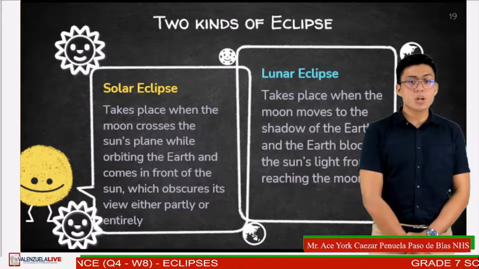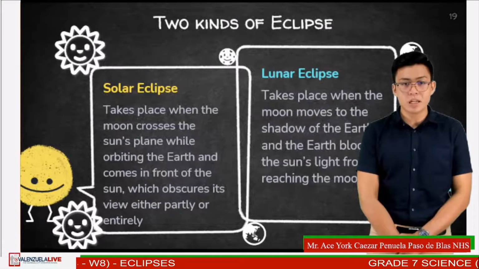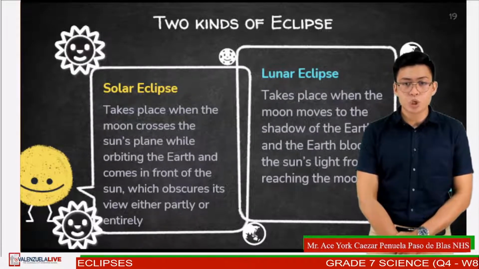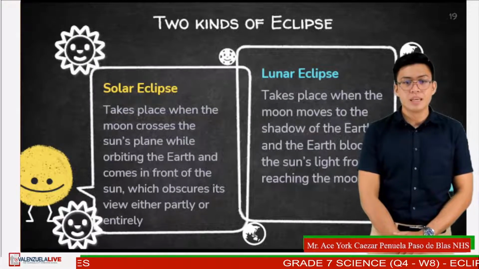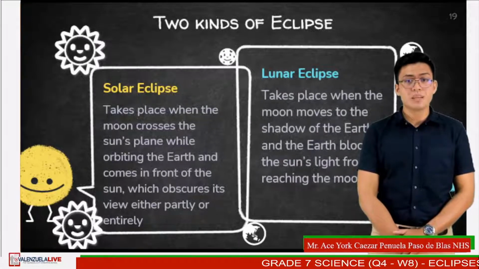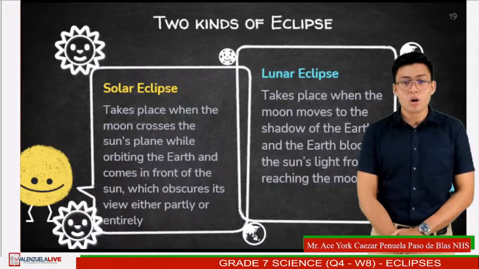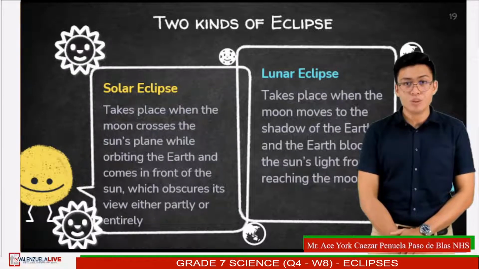When we say solar eclipse, it is a type of eclipse when the moon crosses sun's plane while orbiting the earth and comes in front of the sun, which obscures the view either partly or entirely. The next one is the lunar eclipse. This type of eclipse occurs when the moon moves to the shadow of the earth and the earth blocks the sun's light from reaching the moon.